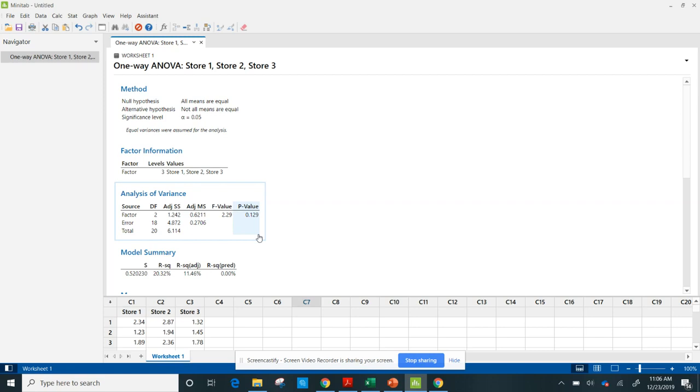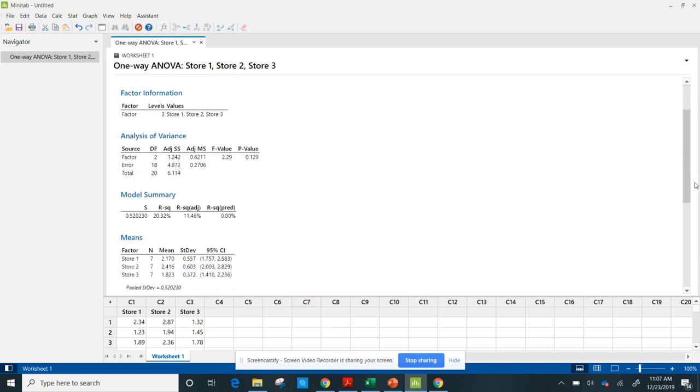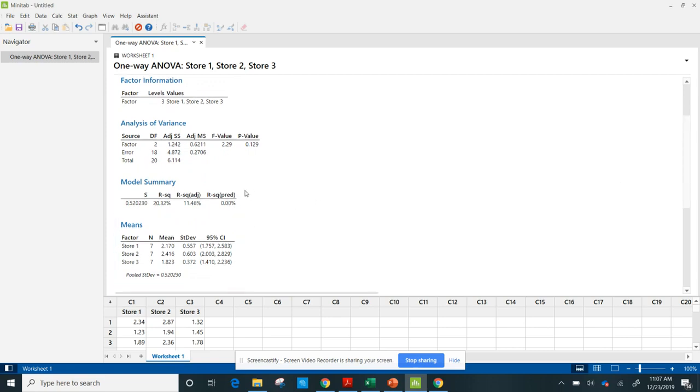It gives it to you really nice. You have your different degrees of freedom. You have your F value and you have your P value. The F value is 2.29 and the P value is 0.129. And if I keep going down to model summary, I have the R squared. We haven't really talked about R squared yet, but it helps us to account for where the data is coming from. We're going to talk about it more in regression, but just know an analysis of variance can give you an R squared.